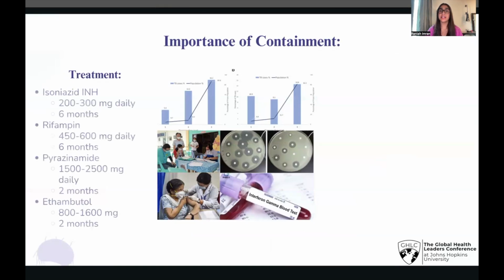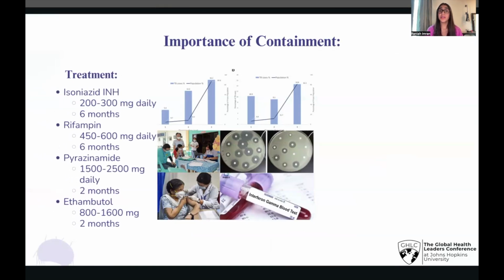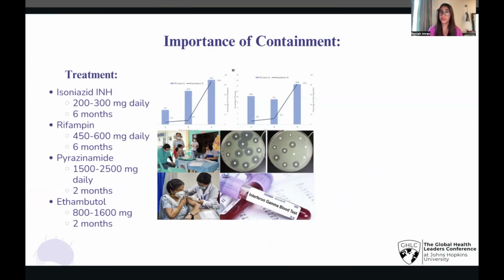Tuberculosis is recognized as a significant global health threat due to its high mortality rates and the growing challenge of drug resistance. The standard treatment regimen for TB typically involves a combination of antibiotics, including INH, rifampin, pyrazinamide, and ethambutol.